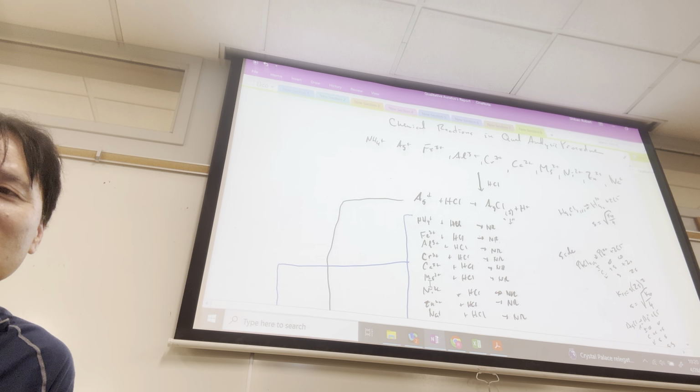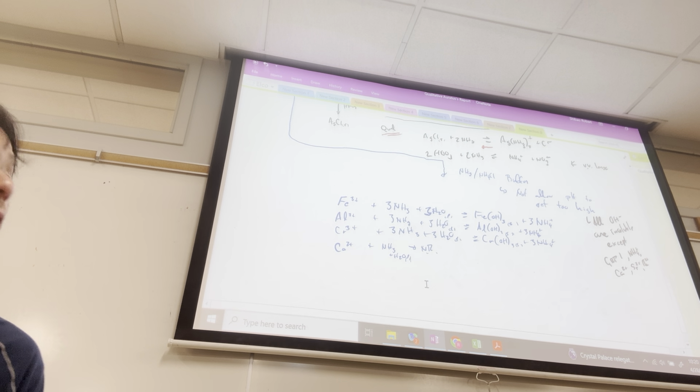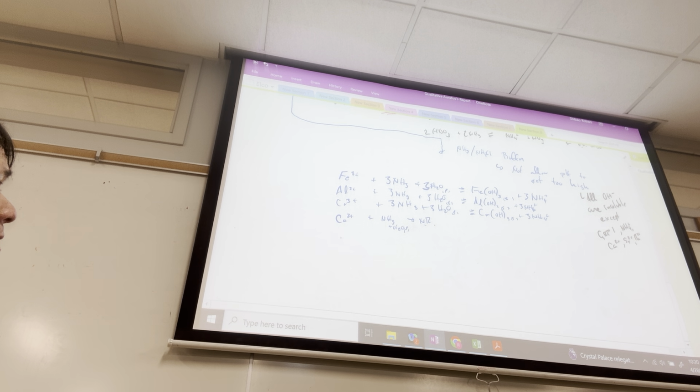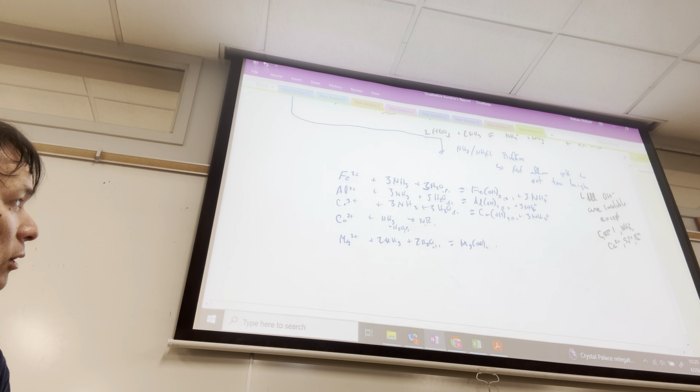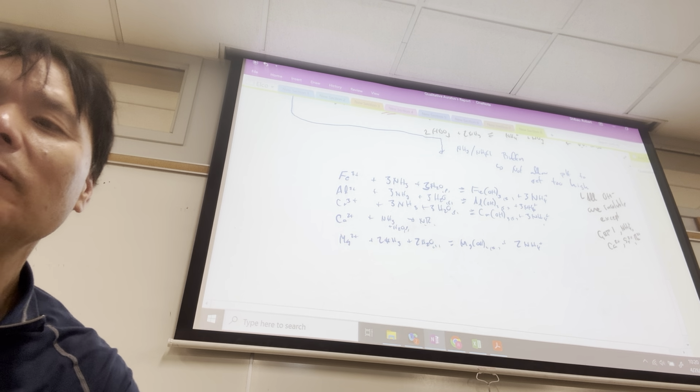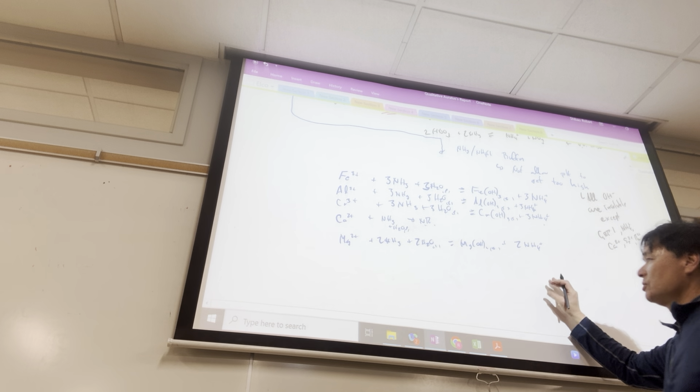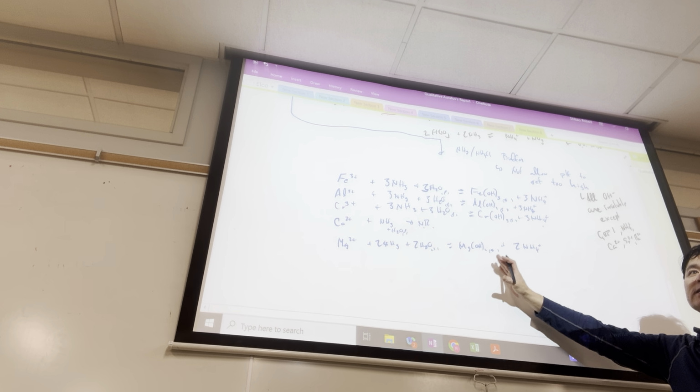However, magnesium should react. Magnesium, we do expect a reaction. Magnesium 2 plus 2 ammonias plus 2 waters. This is going to produce magnesium hydroxide, solid, plus 2 ammoniums. Now, the way we prevent magnesium from precipitating is Le Chatelier's. We make sure there's enough ammonium here to prevent it.